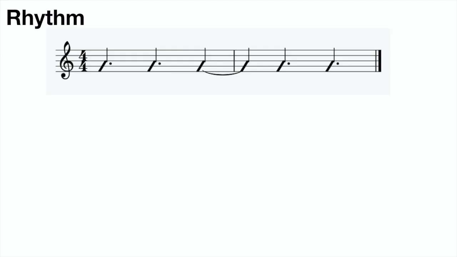First, let's tackle the rhythm. This song is in 4/4 time and is a 2-bar pattern that consists of 2 dotted crotchets followed by a minim and then 2 dotted crotchets again. If we count these note durations in quavers, we have 3 plus 3 plus 4 plus 3 plus 3. And this is where the song gets its name from.